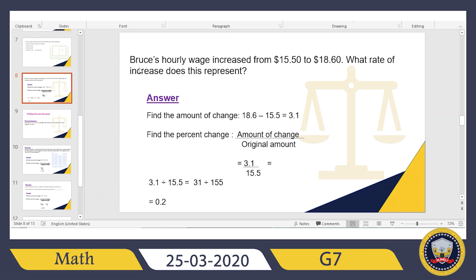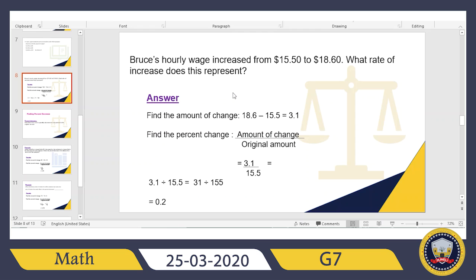This example says Bruce's hourly wage, يعني salary أو اللي هو بياخده يعني what he takes as money, increased, يعني ال salary per hour increased from 15.5 to 18.6. What is the rate or the percentage of increase does this represent? What rate of increase? We can say it, what is the percentage of increase?